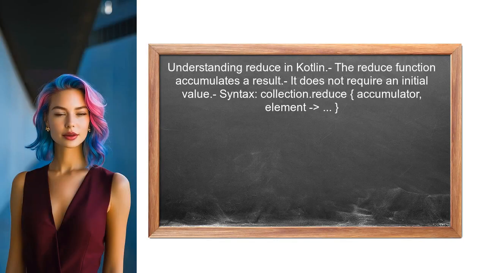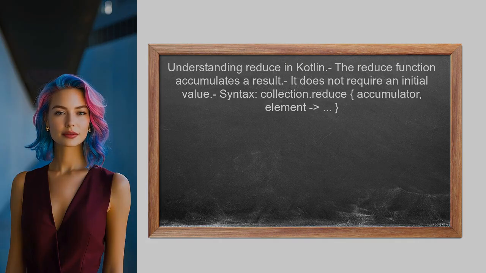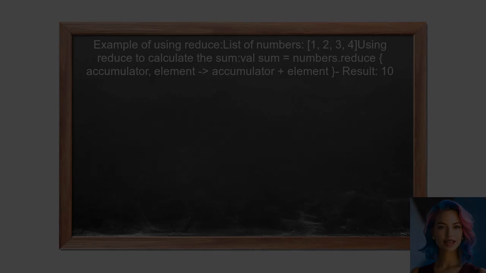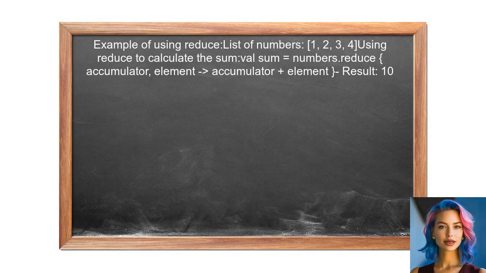Now let's look at the reduce function. Unlike fold, reduce does not require an initial value. It uses the first element of the collection as the starting point. For instance, if you have the same list of numbers, you can use reduce to calculate the sum without specifying an initial value.